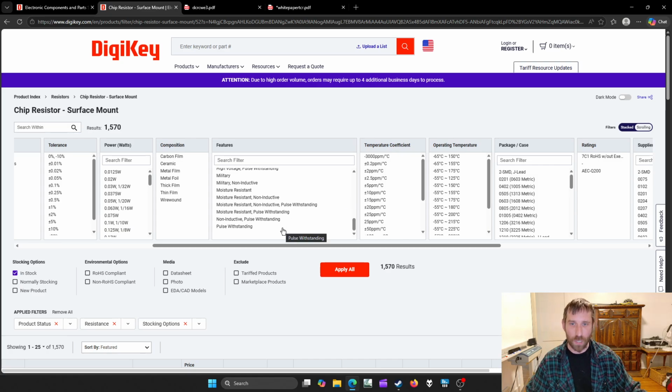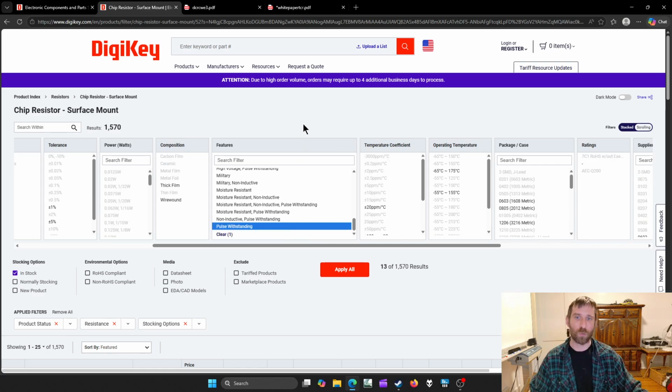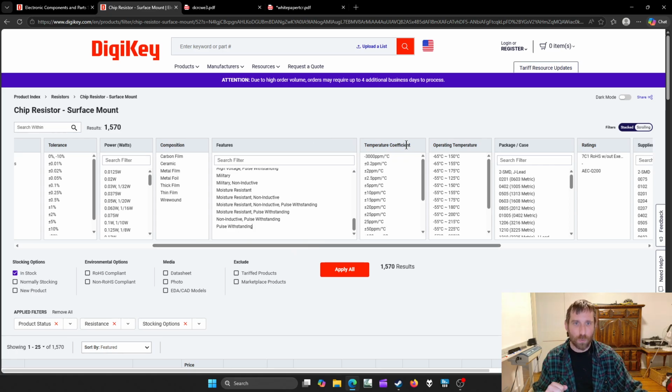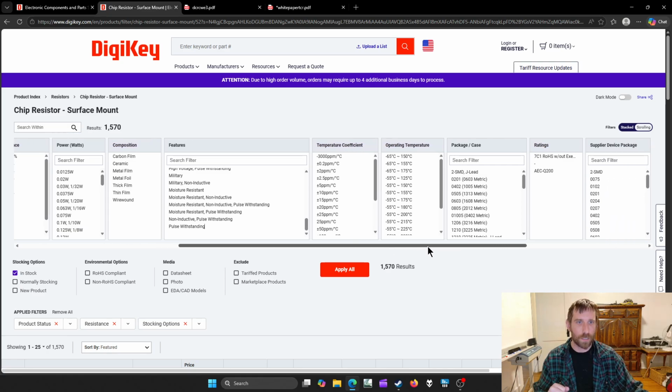So the one I have gone out of my way to do is pulse withstanding. Just because, imagine you have a resistor connected to an AC voltage line. You know, you have some pretty large pulses there. So I don't want a resistor to burn up when it's connected to an AC voltage line. That just screams like a big safety issue, which no, I don't want to deal with. So next we're going to talk about temperature coefficient a little bit later.